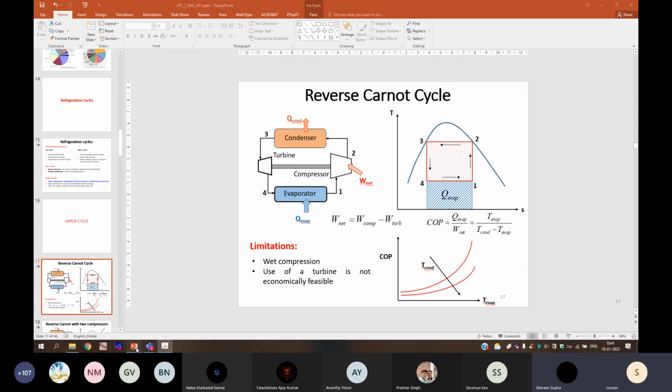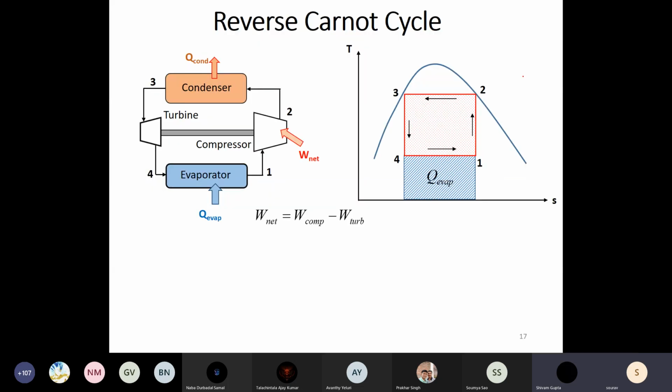And hence, even though by this clever placement of the isobar within the liquid plus vapor region, now we are stuck with these two processes. Okay, so the reverse Carnot cycle hence is next to impossible to achieve in a practical scenario.